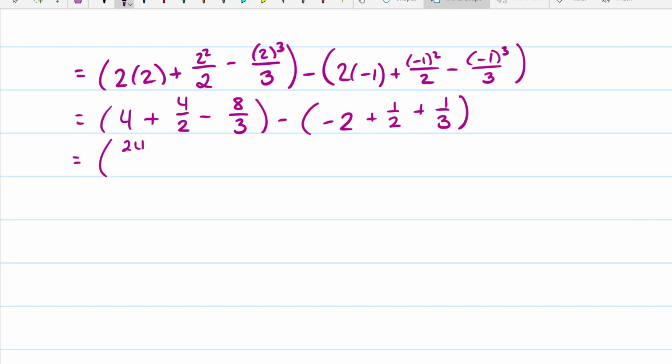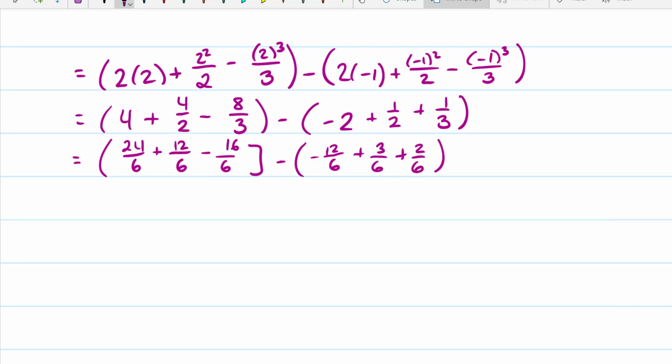So I get 24 over 6 plus 12 over 6 minus 16 over 6. And I'm going to go ahead and do the same thing here. I get negative 12 over 6 plus 3/6 plus 2/6. And you're welcome to solve this however you like, as long as you get to the right answer.